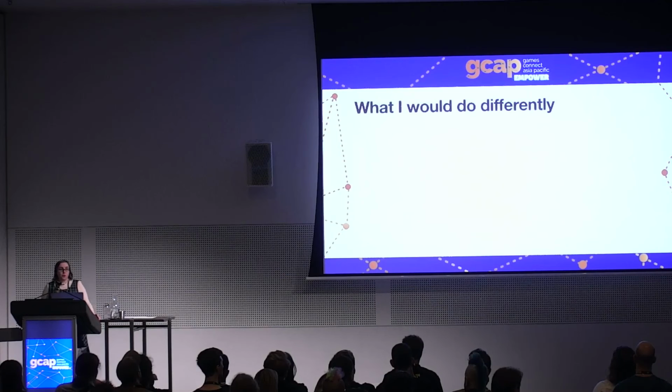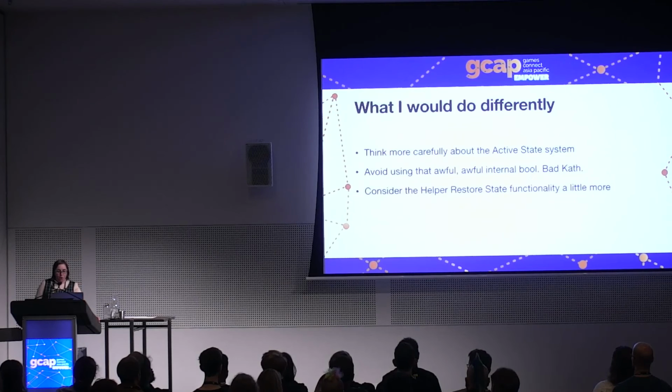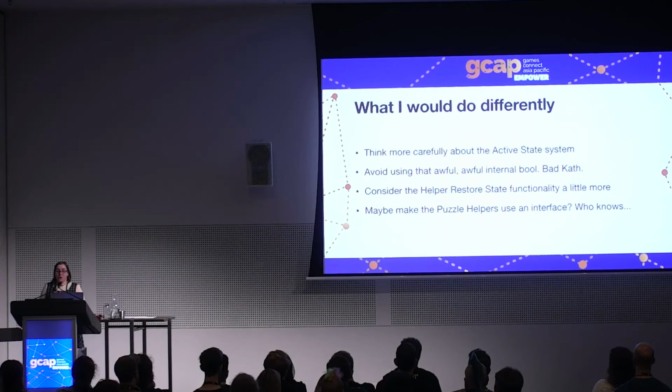The next thing I want to cover is what I would do differently if I was going to make this system again. Now, of course, I would definitely think a lot more carefully about the active state subsystem. I would avoid using that horrific internal bull that I should never have thought of in the first place. And I would probably be a lot more considered with the helper restore state functionality. And I might make the puzzle helpers use an interface or another kind of set of inheritance of their own. But I also feel like there was a really big benefit in the puzzle helpers being able to be very outside that whole ecosystem and have control of their own events and their own systems, and maybe that's actually where their strength lay.